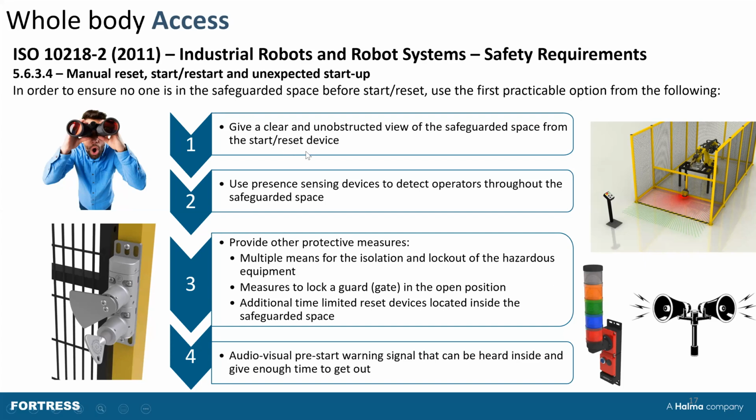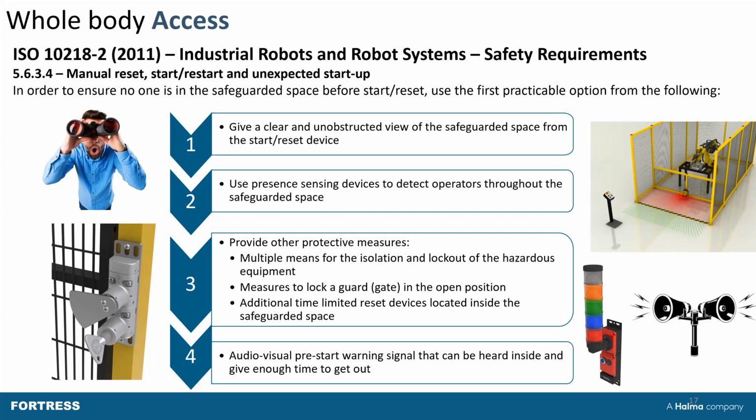First option is give a clear, unobstructed view of the safeguarded space. And obviously that's great if it's a small area from where you're going to reset. If you're able to see the whole area, then you can probably tell that there's no one in there. If it's a nice small area, definitely no one can be hiding anywhere, then that can be safe in its own way, as long as people know that.